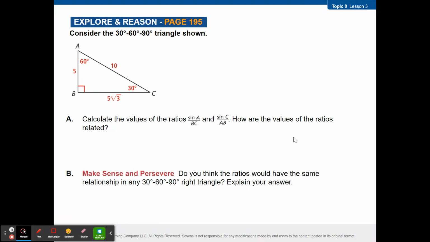All right, so this says consider the 30, 60, 90 degree triangle below. Calculate the values of the ratios sine A over BC and sine C over AB. How are the ratios related? And then do you think the ratios would have the same relationship in any 30, 60, 90 right triangle? Explain your answer. I'm going to give you a minute to kind of feel this out, okay? It's kind of important stuff.